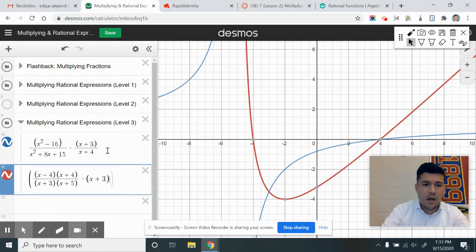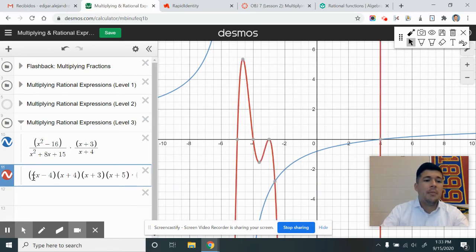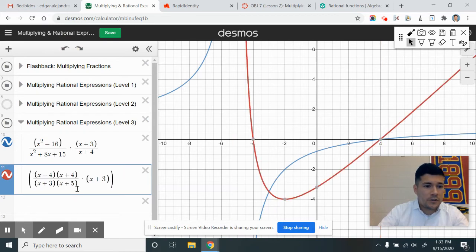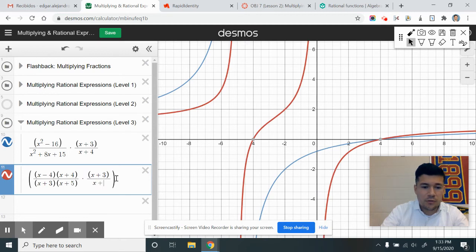They're both binomials with a, man, I really messed up my parentheses. My parenthesis game right here is all messed up. All right, so let's see. I can divide that by x plus 4.